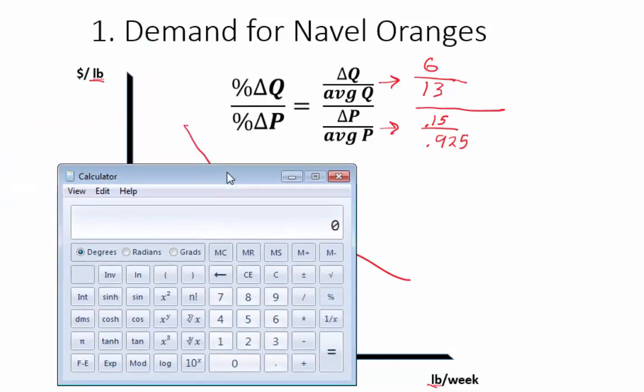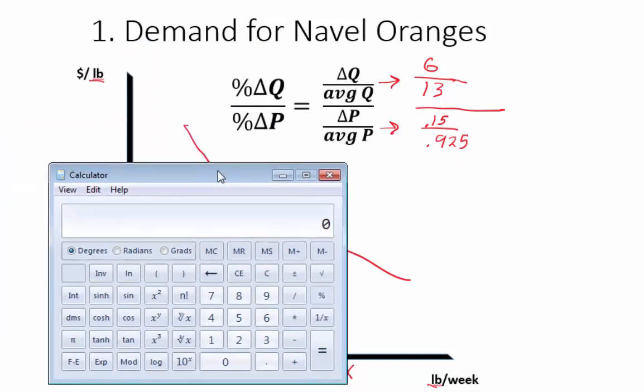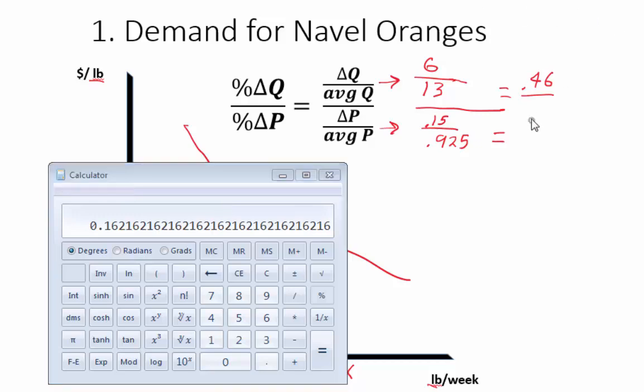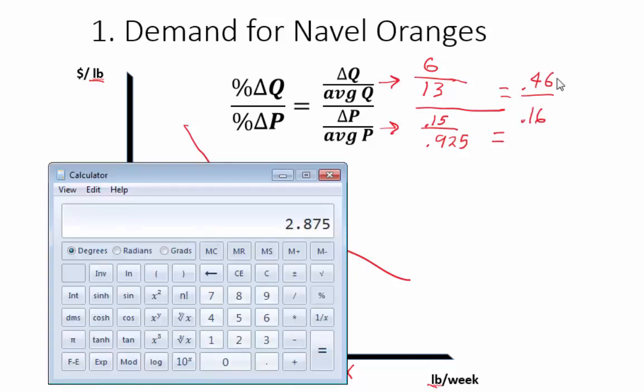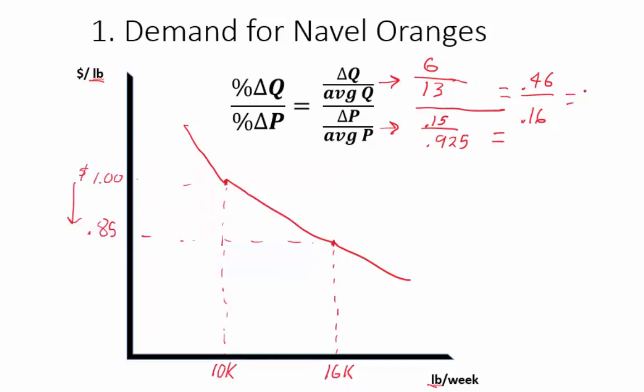Simply perform the calculations. So the numerator is 6 divided by 13, 0.46. We can round this. And the denominator is 0.15 divided by 0.925, 0.16. Do that, and we work out to an elasticity coefficient of 2.875. Let's call that 2.88. And of course, that registers on our elasticity spectrum as highly elastic.